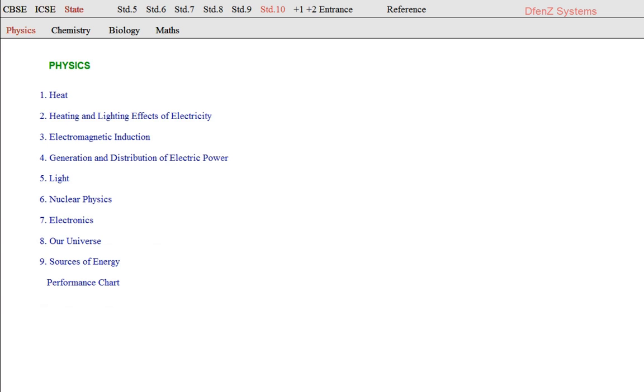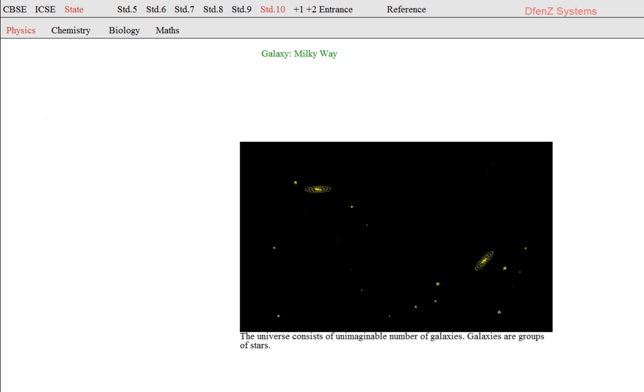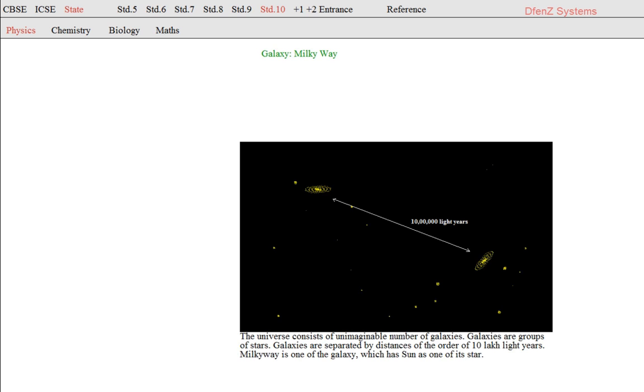Let us take an example in the state syllabus. Our universe, then Milky Way. A galaxy is a group of stars. Our galaxy is the Milky Way.